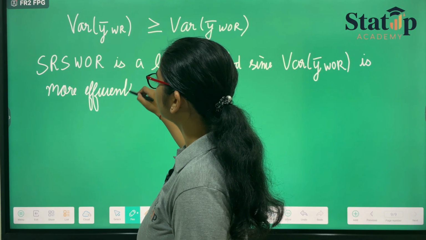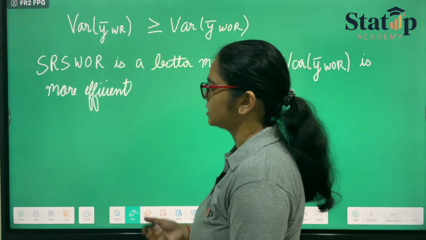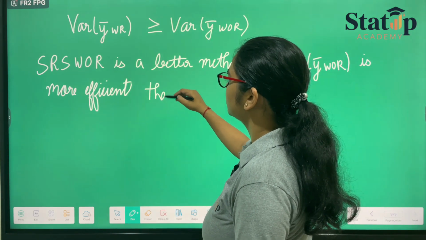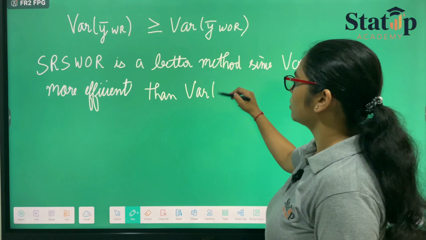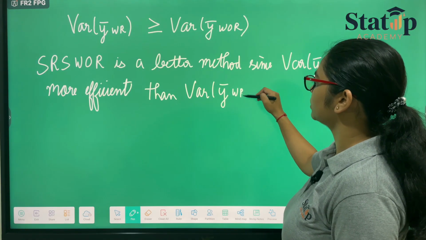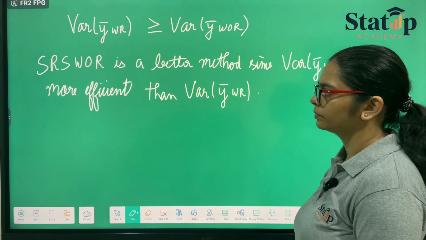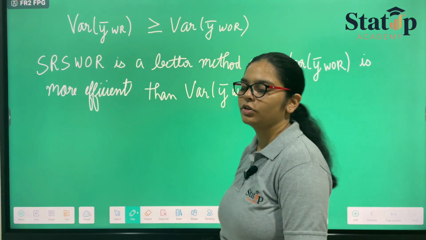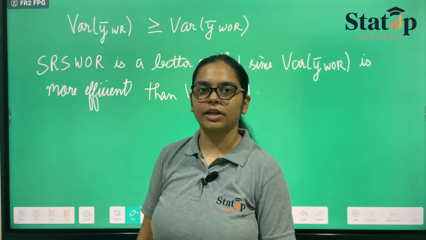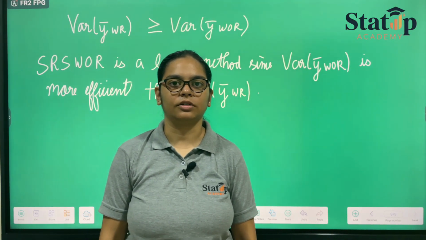More efficient, when does it become more efficient? When its variance is lesser than variance of y bar with replacement. So this completes your topic, simple random sampling with replacement and simple random sampling without replacement.